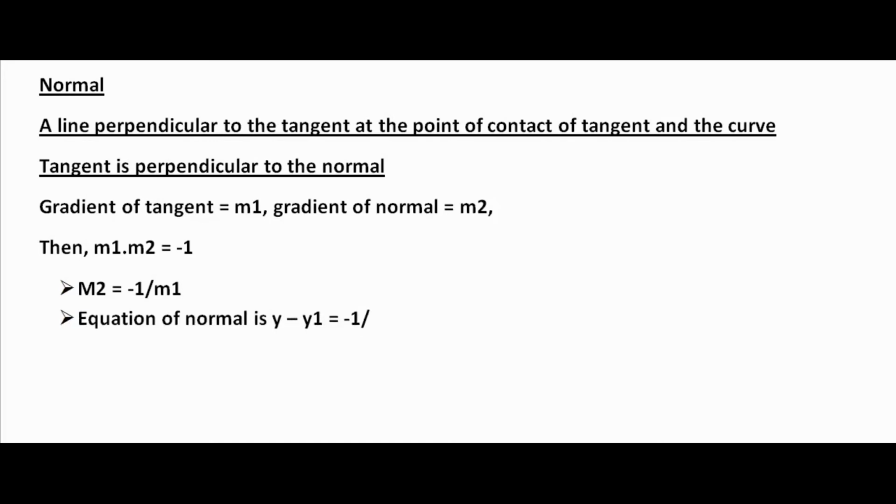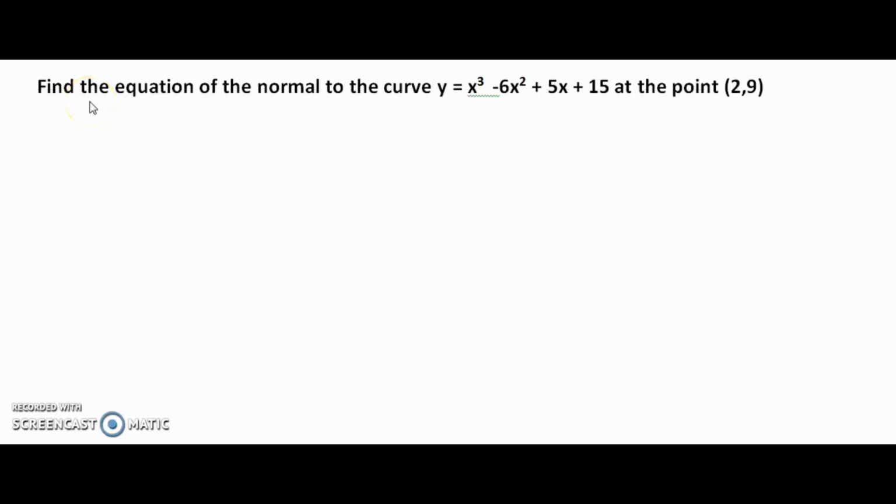So the equation of the normal can be found by y minus y1 is equal to m of x minus x1. But what is m here? It is -1 by m1. So -1 by m1 is the gradient of the normal. x1, y1 is the point of contact.